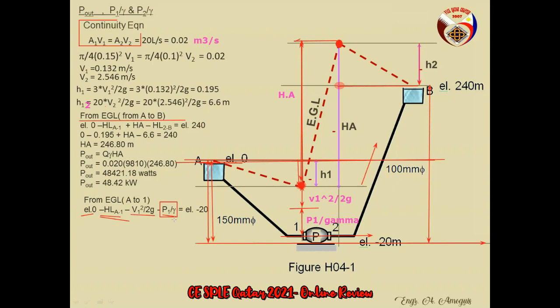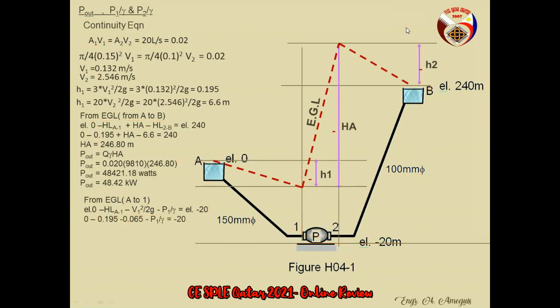So, ganito lang. So, mapapansin, madali lang yung solusyon. No? So, P1 over gamma is minus 20 plus b squared over 2g plus head loss at A. So, may makuha kang P1 over gamma. No? So, P1 over gamma equals 19.74. So, still positive siya, no?